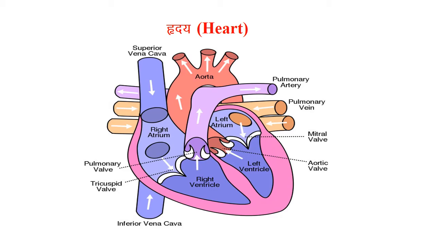The heart wall consists of three layers: epicardium, myocardium, and endocardium. The narrow space between the two layers, that is the parietal pericardium and the outer visceral pericardium, is called the pericardial cavity. The cavity is filled with coelomic fluid named pericardial fluid, which protects the heart from external shocks and jerks and also permits it to beat freely.